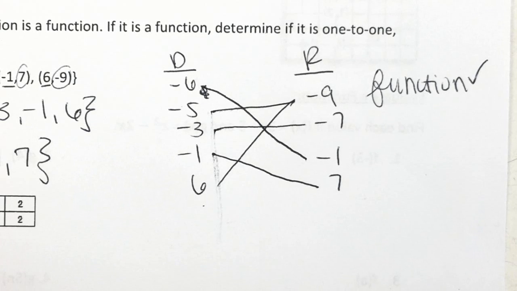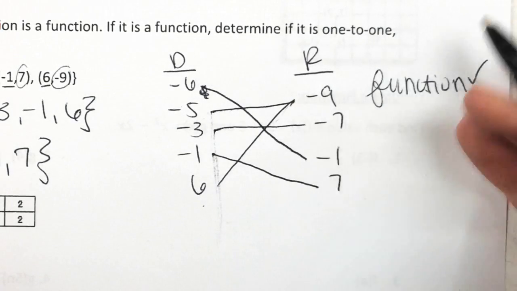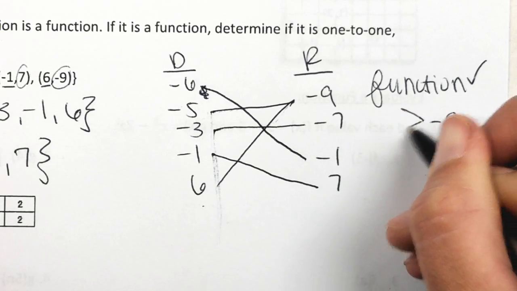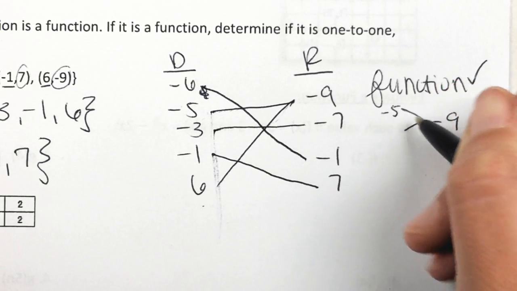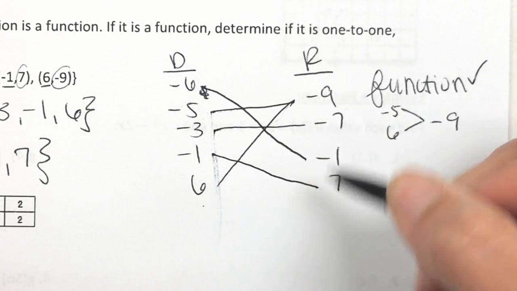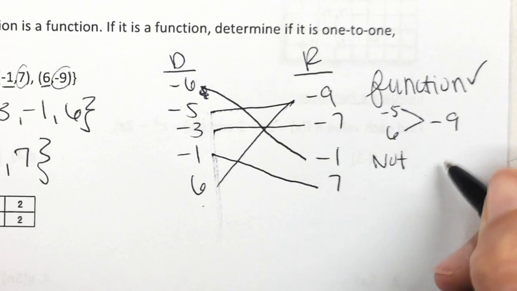Why? What makes that not true? Because there's 2 x values on the one. Good. The -5 and the 6 are both going to -9. And let me do it like this. -9 is going to 2 different x values, -5 and 6. So if you have 2 lines coming from a y value, which you do, -9, right? This is not 1-to-1.